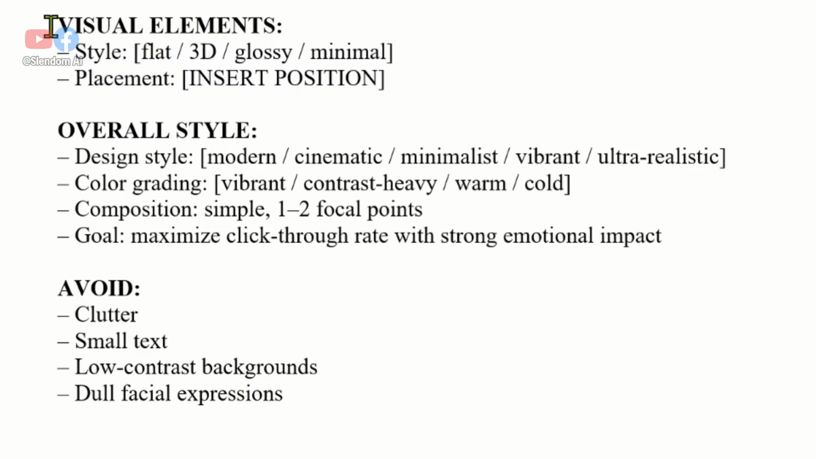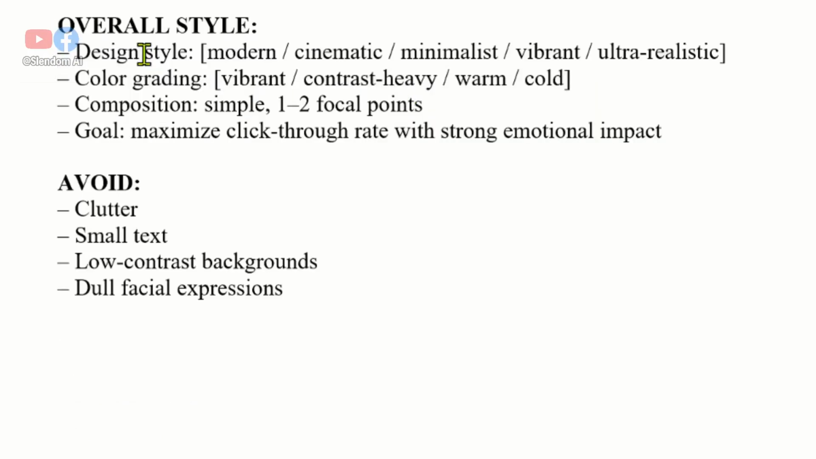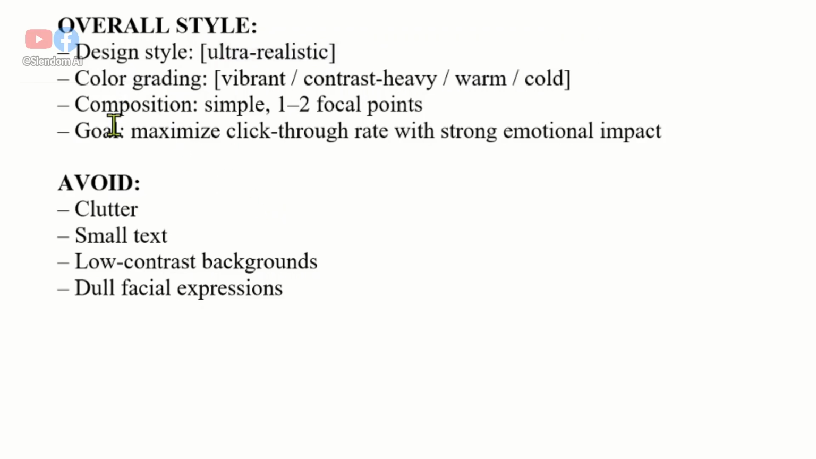If I had wanted elements there, I would have chosen style, and so visual elements gone because I don't want that. Overall style of the thumbnail design style, is it modern, cinematic, minimalistic, vibrant, or ultra realistic? So let me choose ultra realistic first. Okay, color grading, vibrant, contrast heavy, warm, and cold. Let's make it vibrant because I've been going with vibrant all this while.